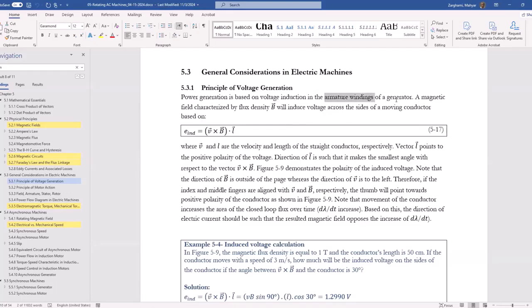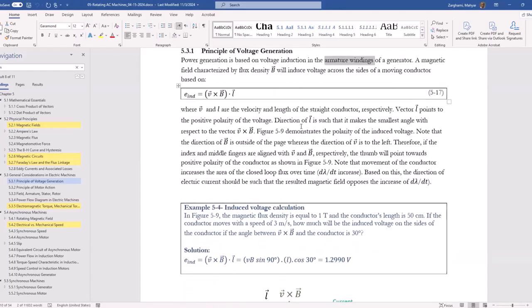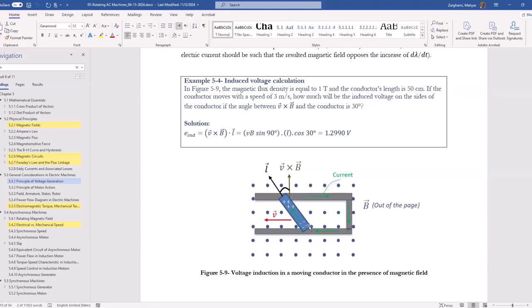So an armature winding is there, then through an external magnetic field, if I have my armature winding rotate or change its movement inside that external magnetic field, that will induce voltage across the sides of that armature winding. In its simplest case, you can have a conductor bar like this. That conductor bar is going to move.